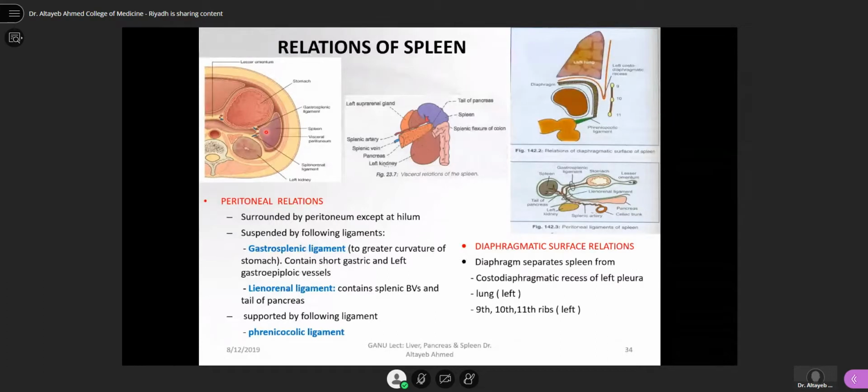If a patient comes to you with a fracture in the 9th left rib, 10th left rib, or the 11th left rib, you need to think that his spleen may be injured. Always think of that. The 9th, 10th, 11th ribs, if they get fractured for any reason, you need to think that the spleen may be injured.